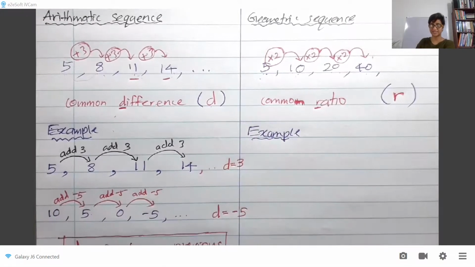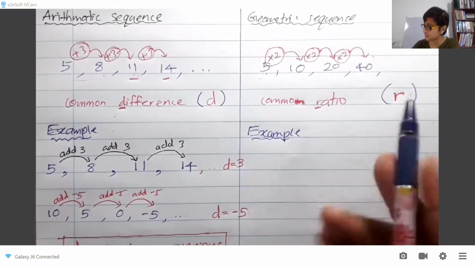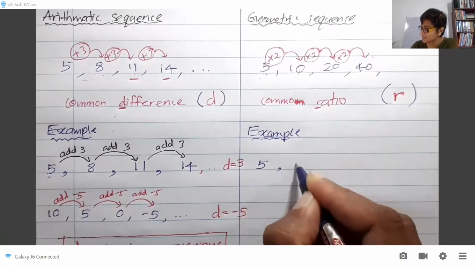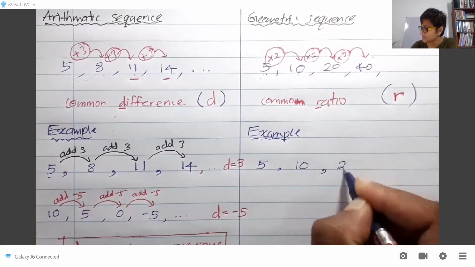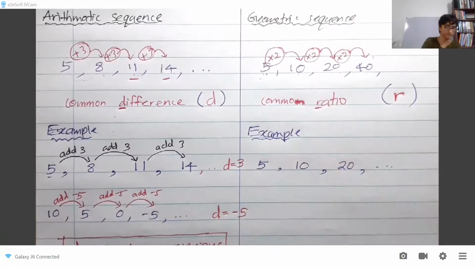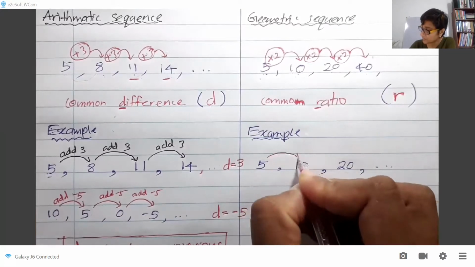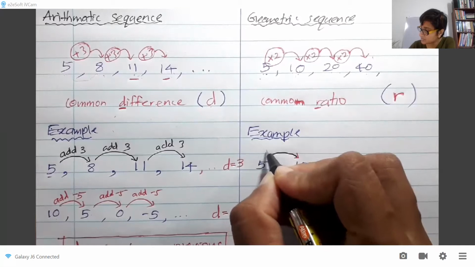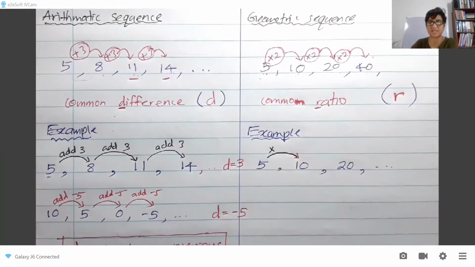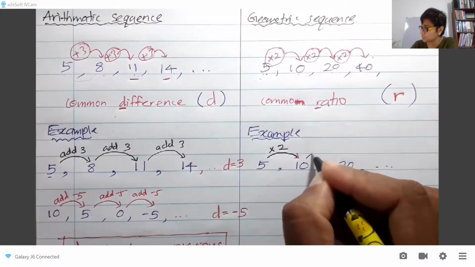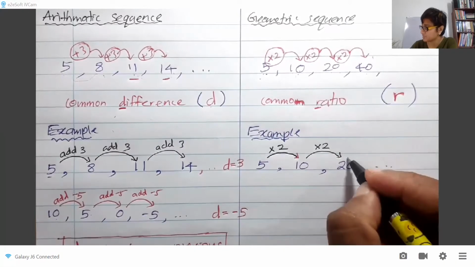And let's add 2 examples again, just like we wrote 2 examples here for arithmetic. Let's write that itself. So I'm starting with the same first term, 5, comma, 10, comma, 20, comma, and so on, dot, dot, dot. What's happening here? From here to here, you can say, let's put the multiplication sign. Multiply is too long a word to write there. Multiply by 2. Multiply by 2.